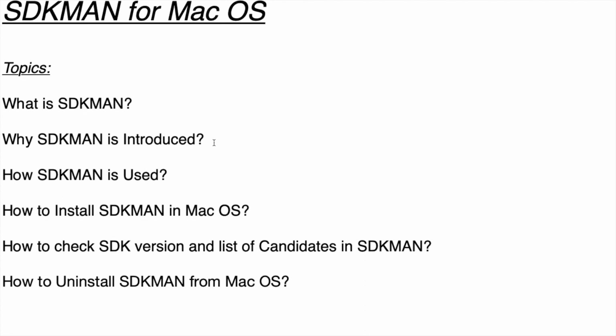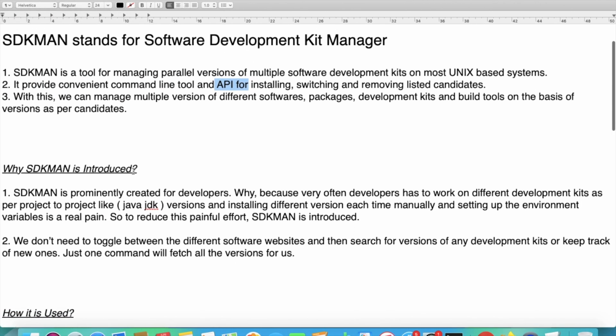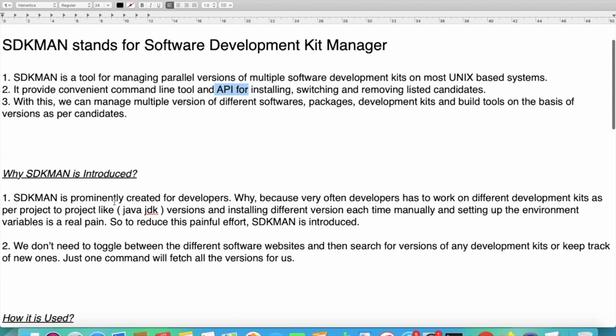Also, one important point is that you don't need to toggle between the various websites in order to search for the desired software versions and then keep track of those versions. Just by one command, all the versions are listed out in front of you with the help of SDK Man. So here I also stated the same. SDK Man is prominently created for developers because a developer has to work on different development kits as per project to project. For example, Java, we can use other things as well like Groovy and Maven, Scala.